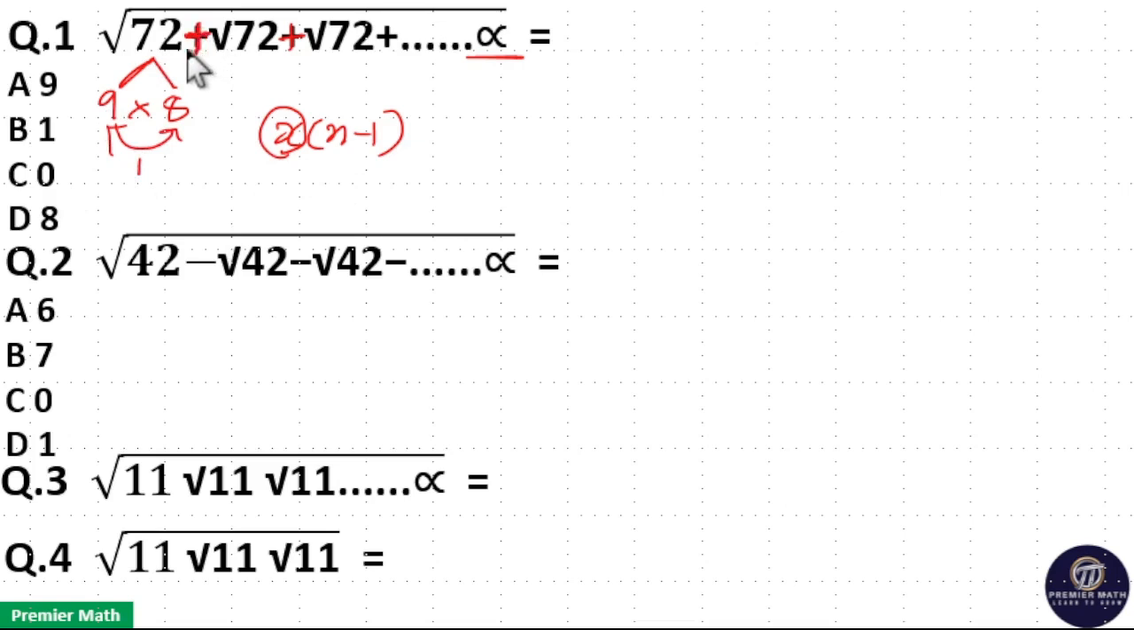Now we have a positive sign between the numbers, so take the largest factor. Here the largest factor is 9, so option A is your answer.